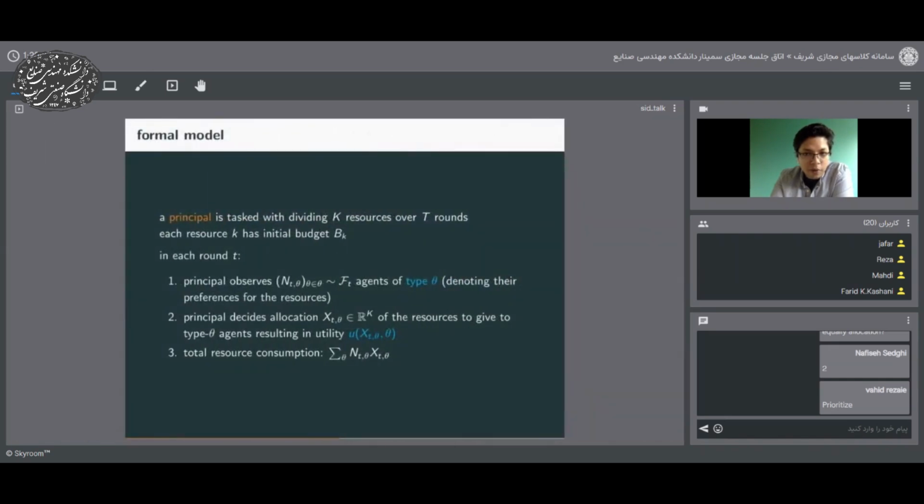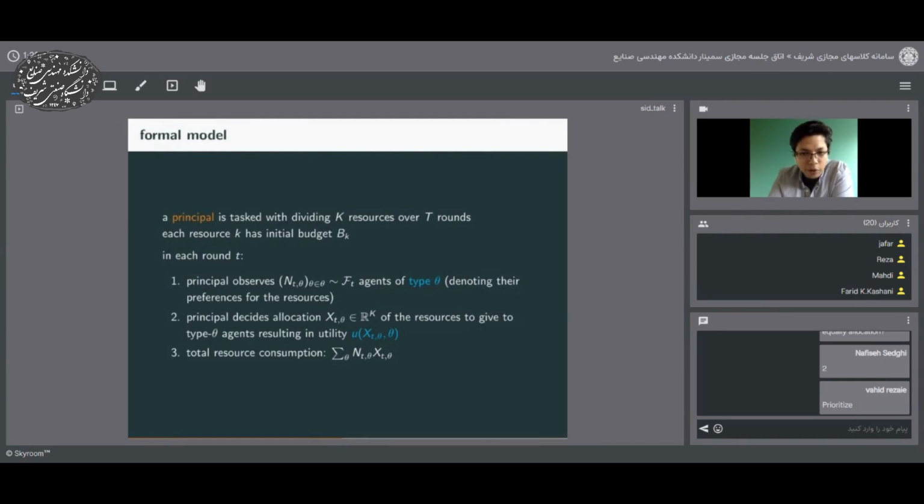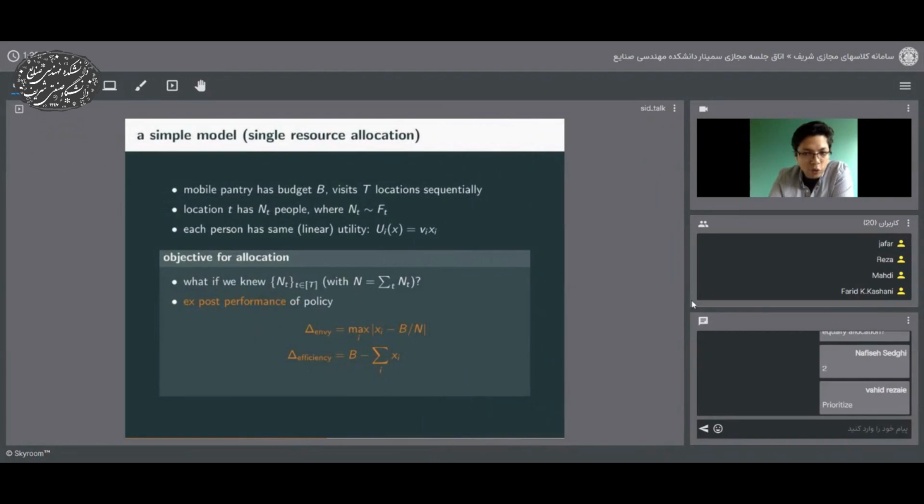Okay, so here's the formal model. I need to do these allocations, but really what I want to understand is how well I can do with these two metrics. Can I come up with policies which are low on delta NV and/or low on delta efficiency? And it's actually not trivial.